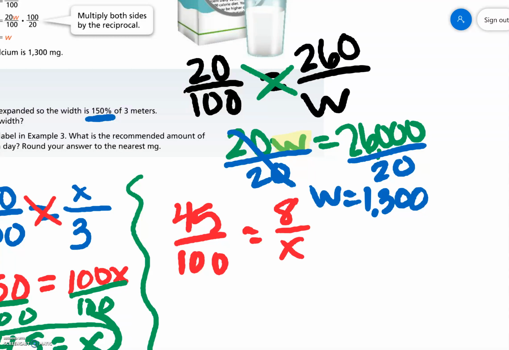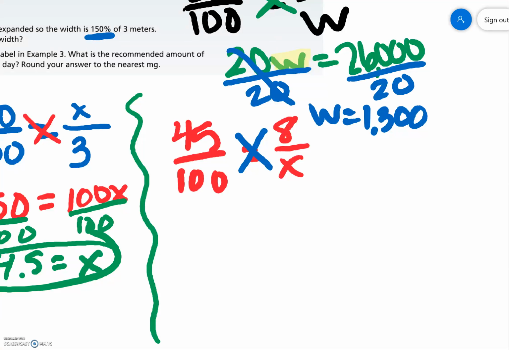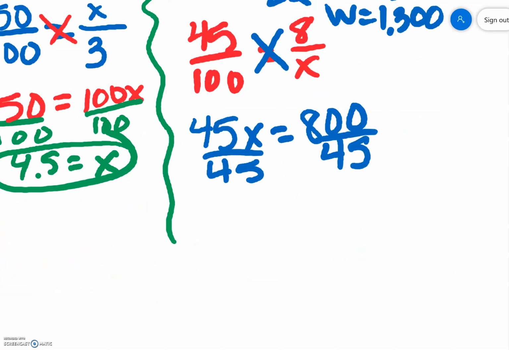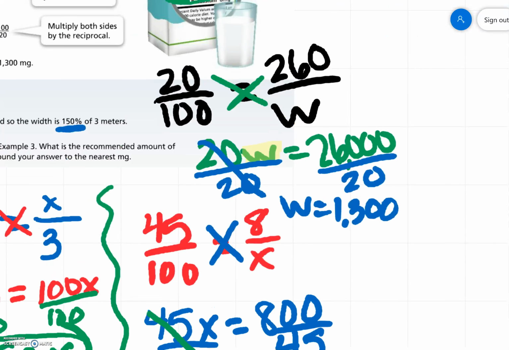But I don't know how much I should have in one day. So I cross multiply. 45 times x is 45x. 8 times 100 is 800. Trying to get x alone, so we divide by 45 on both sides. This cancels. X equals 800 divided by 45. 17.7 repeating. And I believe that's milligrams. Yep.